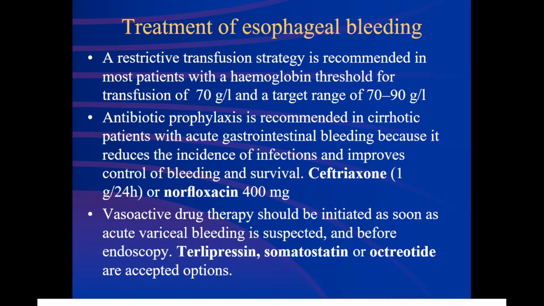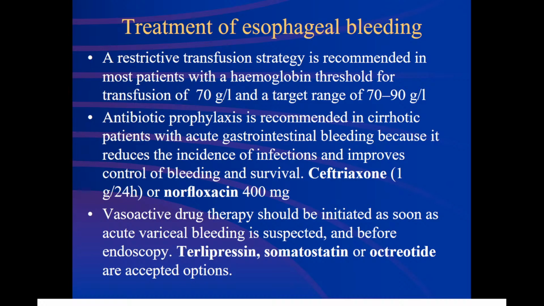Another significant problem in case of ascites and portal hypertension is esophageal bleeding. A restrictive transfusion strategy is recommended in most patients with a hemoglobin threshold for transfusion of 70 gram per liter and a target rate of 70 to 90 gram per liter.